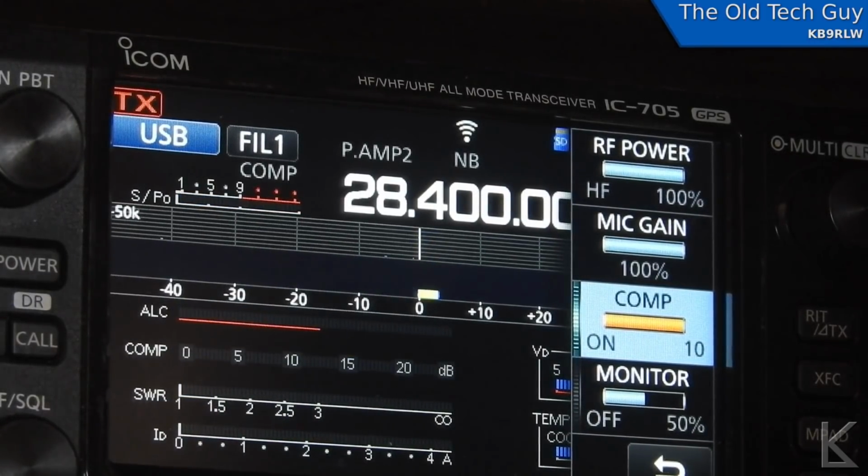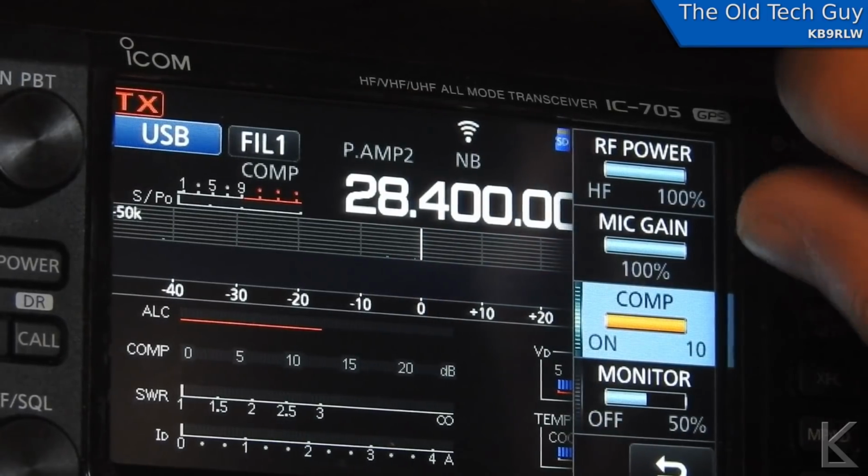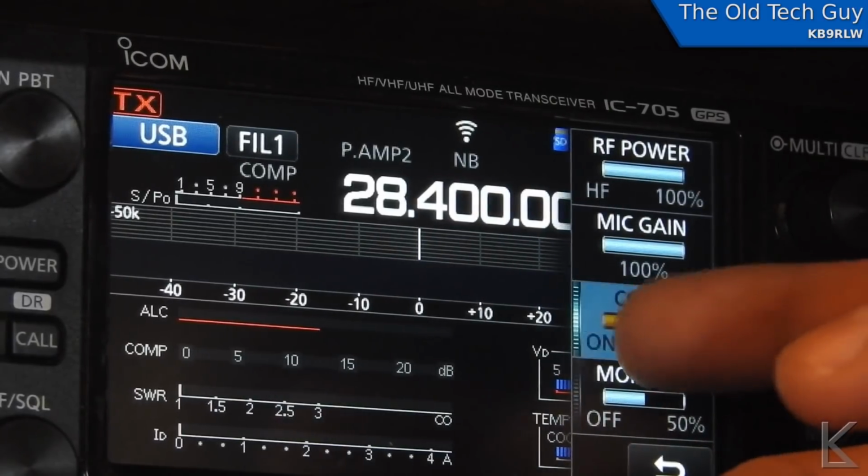There you go. You can see that that meter stayed all the way at the top. I'm way overdriving. That signal would have been dirty and nasty on the air, splattering all over the place. So we'll turn the compressor off.